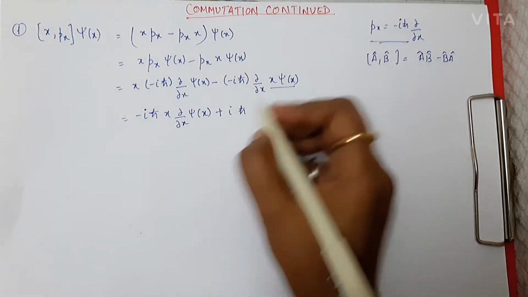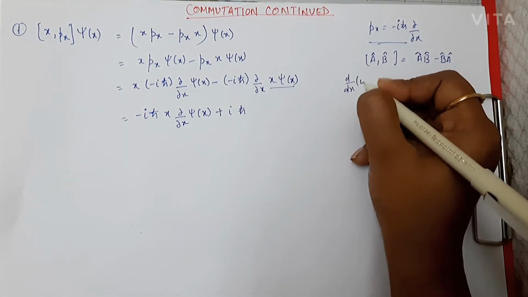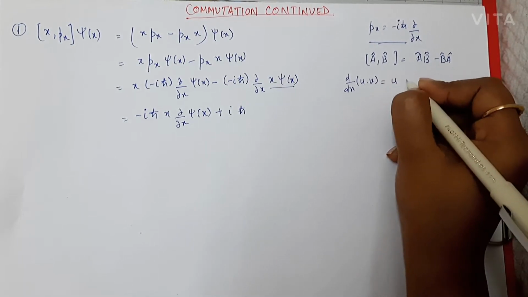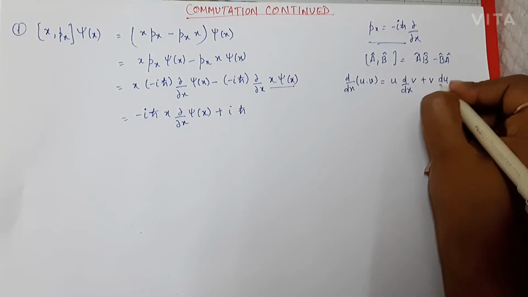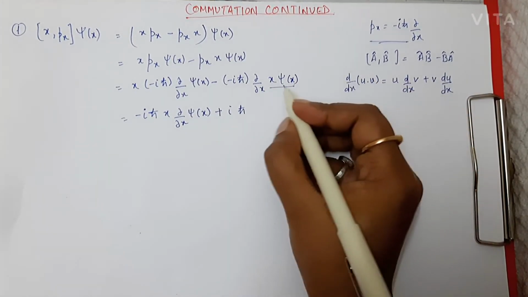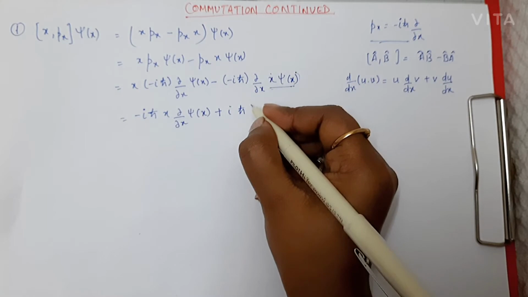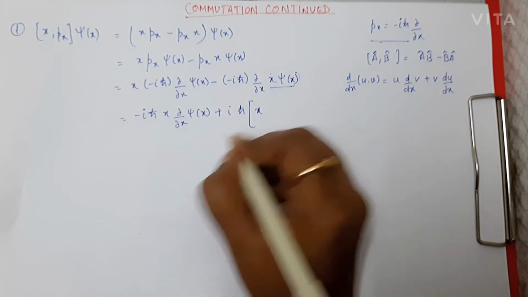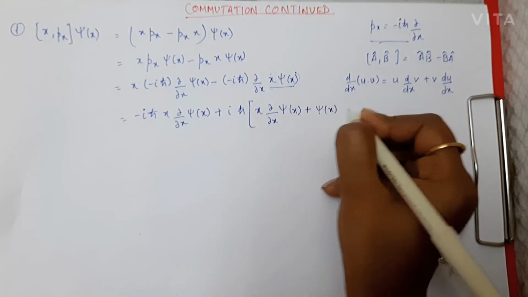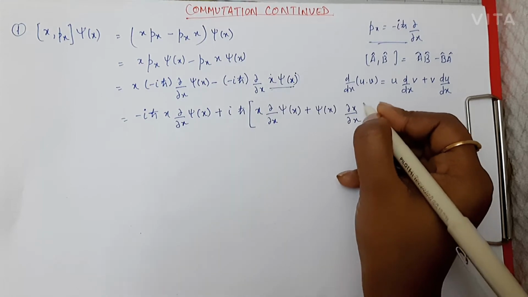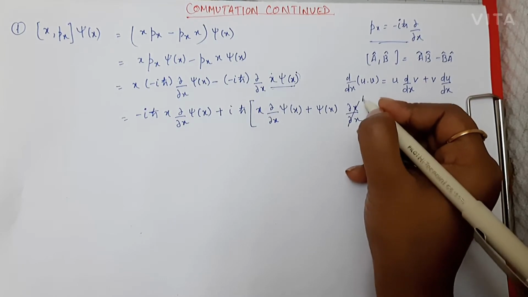Now here we have two functions, so we'll use the formula of dy dx of u into v. So it is first function as it is, differentiation of second, plus second function as it is, differentiation of first function. So this formula we'll use here. So this is u and this is v. Now del x by del x will be 1.